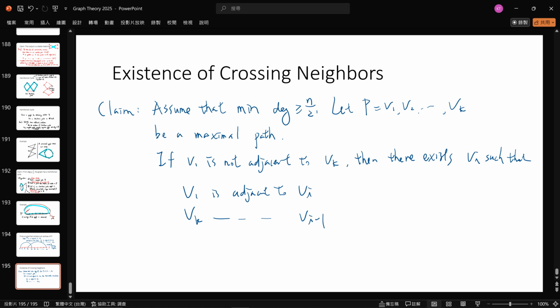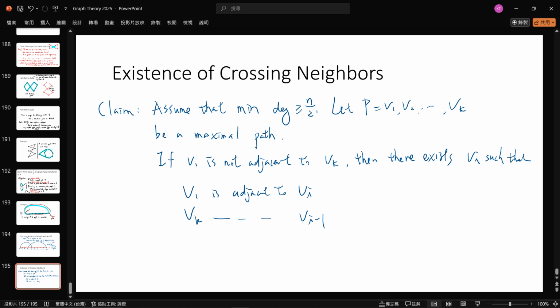So this is what we're going to prove next. The first part about the claim is the setup, the assumption. The assumption is that the minimum degree is at least n over 2, and we have a maximal path P. We're going to write this maximal path using the vertex sequence, V1, V2 up to Vk.